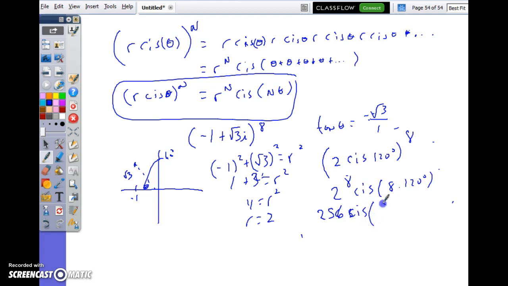And 8 times 120 is 960 degrees, right? Now, 960 degrees I don't know how to deal with, right? But how do I deal with it? What do you got for me? Just start getting rid of 360. So that gets me 600 minus 360 gives me 240 degrees. I got 256 cis 240 degrees. So far, so good?